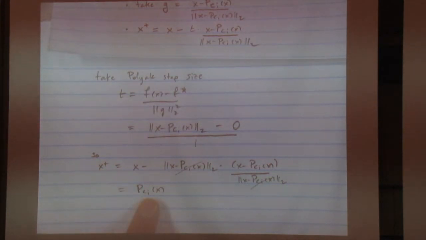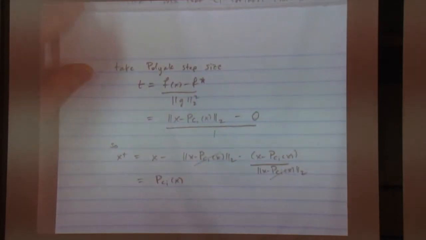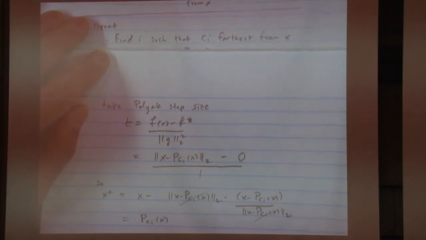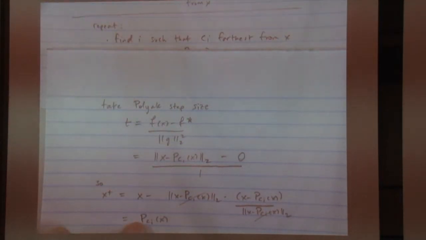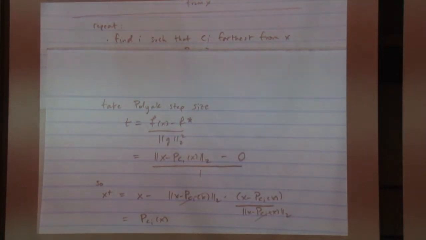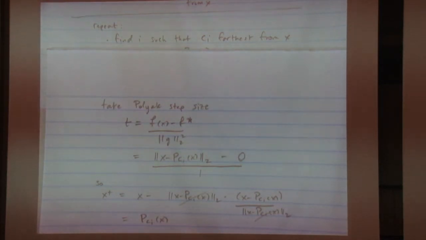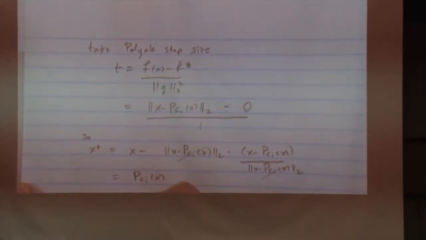This is actually a really natural algorithm. What is it telling us? Let's go back to that first step. Find i such that Ci is farthest from x. What does my next update look like? It's just given by projecting x onto Ci. So I'm just finding the farthest set from x, projecting onto that set. The next step, I find the farthest set from x, I project onto that set, etc. That's called the alternating projections algorithm.